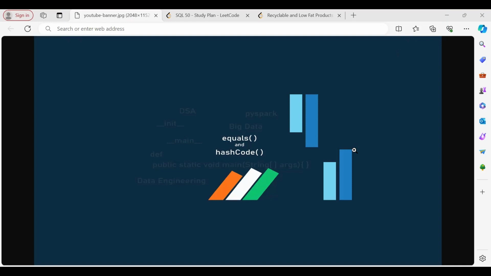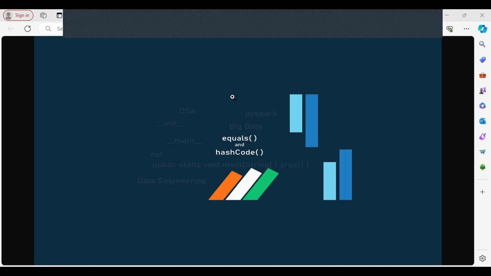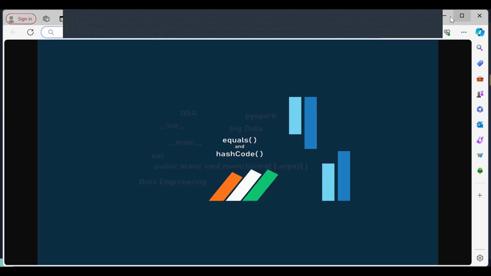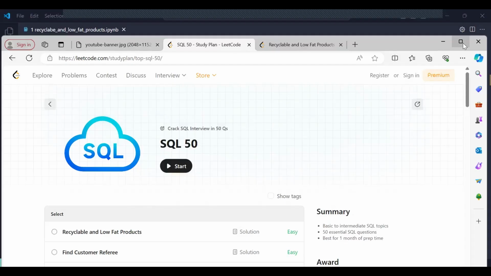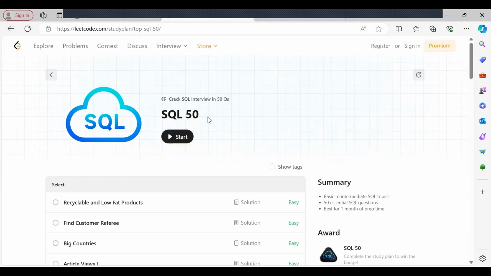This time I'm starting a series called SQL 50 on Leetcode. On Leetcode, there is a series of compiled SQL questions, 50 questions, and those 50 questions are called the SQL 50. I have it open here in the browser, and you can see this is the SQL 50 list, a list of compiled SQL problems.